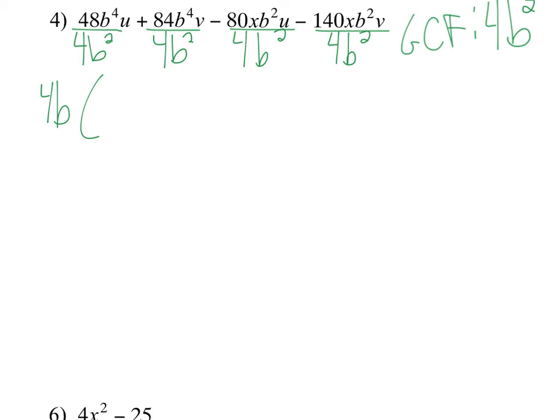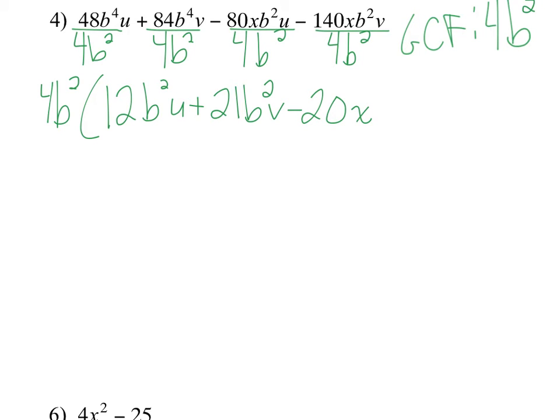Sorry, my handwriting is a little goofy today. So if I divide this here, I'm going to get 12. There's still going to be a b squared left and a u. I got a plus sign in between those. This guy is going to give me 21. There's still b squared left and a v. Negative sign. 80 divided by 4 is going to be 20. I still have an x. The b squared knocks out, and I have the u minus, and then this is going to give me 35. There's still an x, and there's still a v.